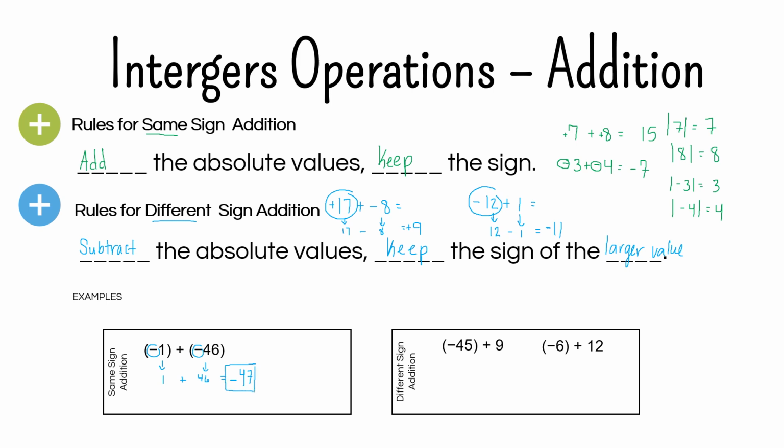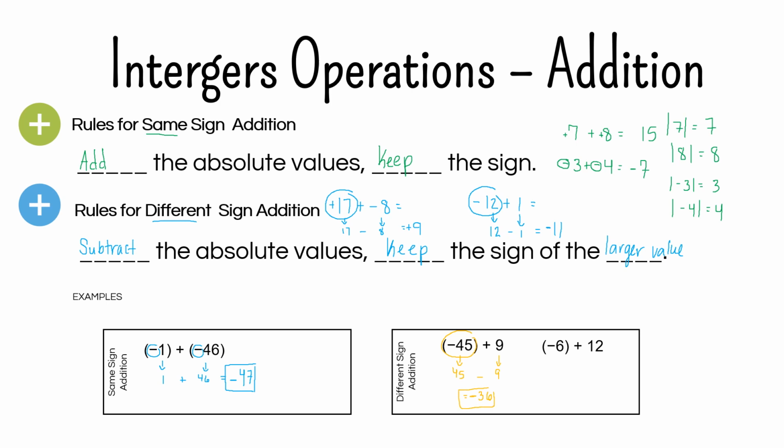Adding with different signs. Here we go. So this one, the absolute value of -45 is 45. The absolute value of 9 is 9. We're going to subtract these. 45 minus 9 is going to give me 36. And I look and say, okay, I had 45 negatives and I have 9 positives. I have more negatives, so my answer is going to be negative 36.